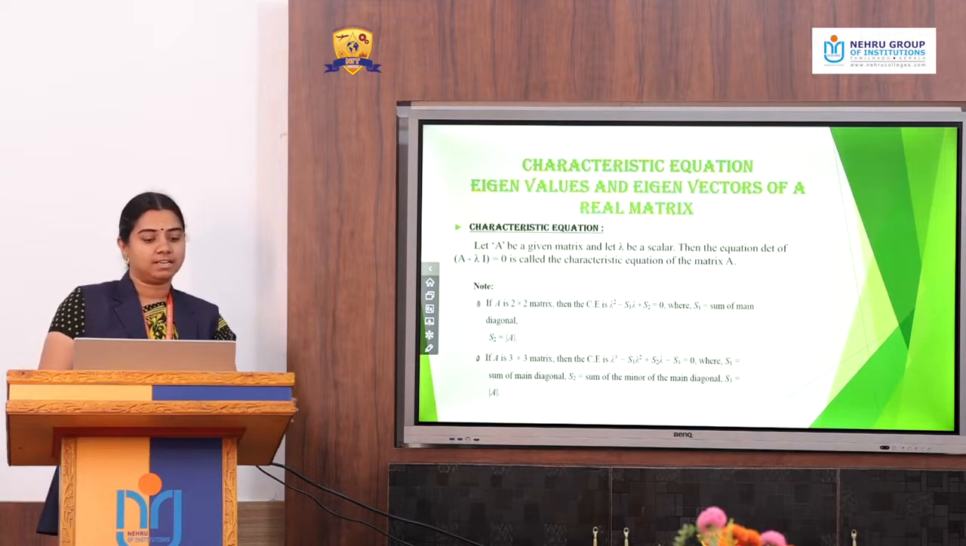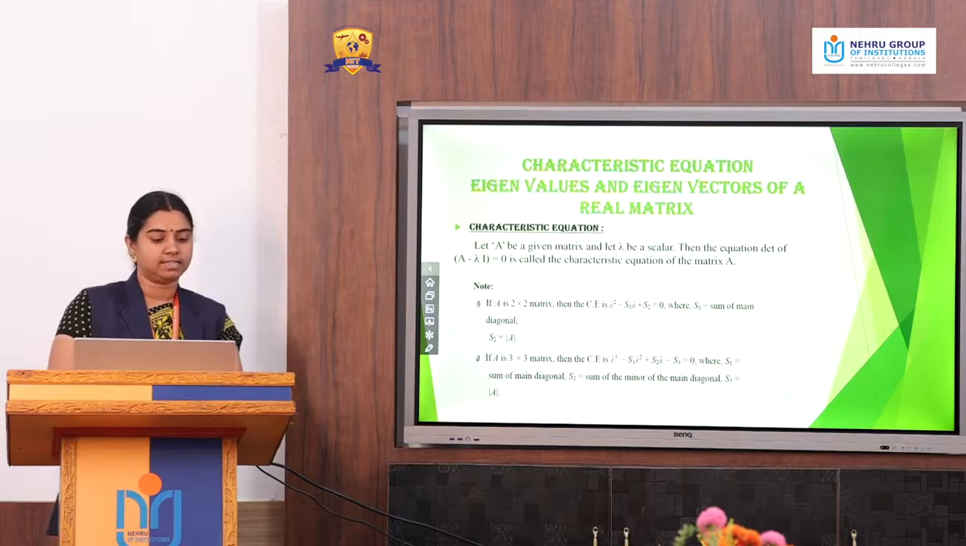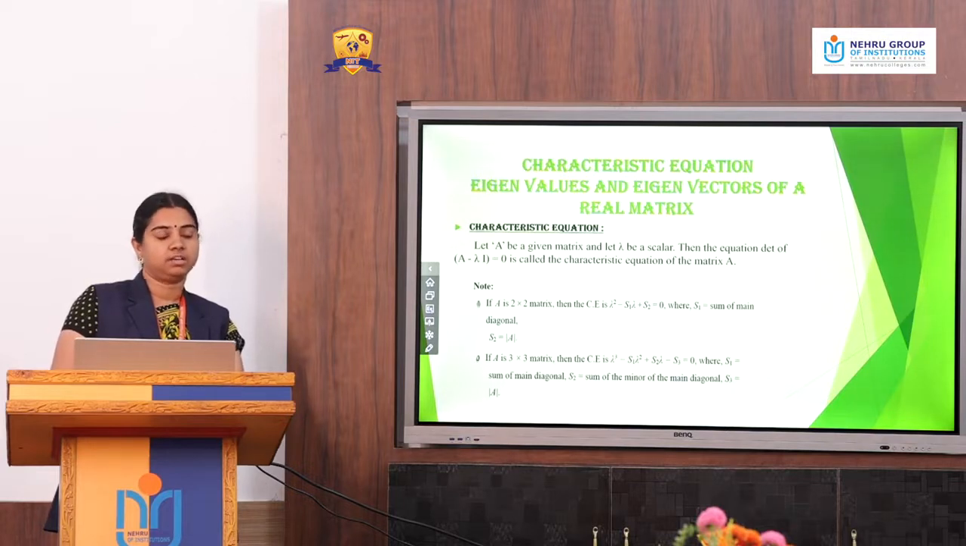We consider a matrix A, let A be a given matrix and lambda be a scalar. Then the characteristic equation is defined as determinant of A minus lambda I equal to 0. If we solve this equation, we get the characteristic equation. For example, if we consider a 2 by 2 matrix, we get the characteristic equation in quadratic form, that is lambda square minus S1 lambda plus S2 equal to 0.